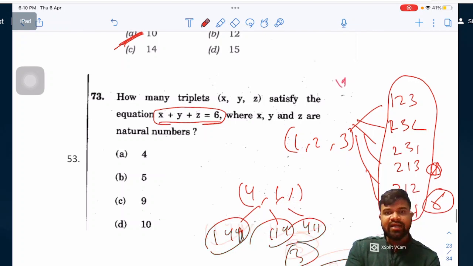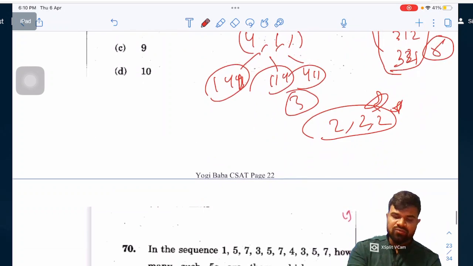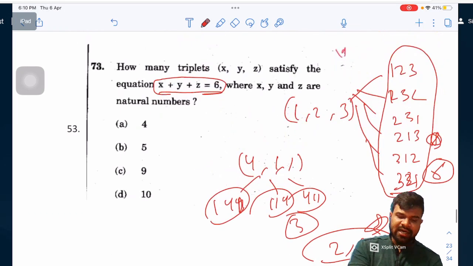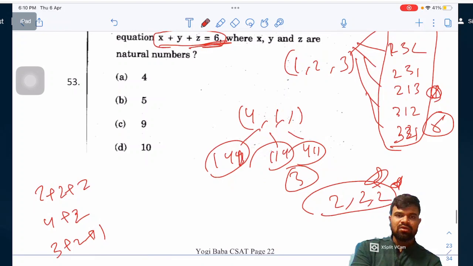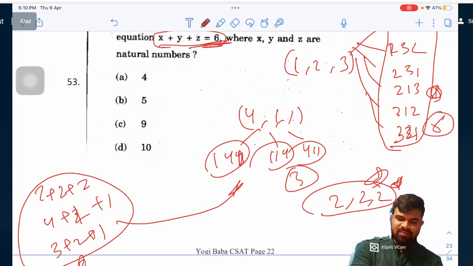This is only hit and trial. You can only do this question using hit and trial, but just try to break down how you will achieve 6. Either it can be 2 plus 2 plus 2, or 4 plus 1 plus 1, or 3 plus 2 plus 1. This is how you will break it and find the possible numbers. So 6 plus 3 plus 1, that is 10.